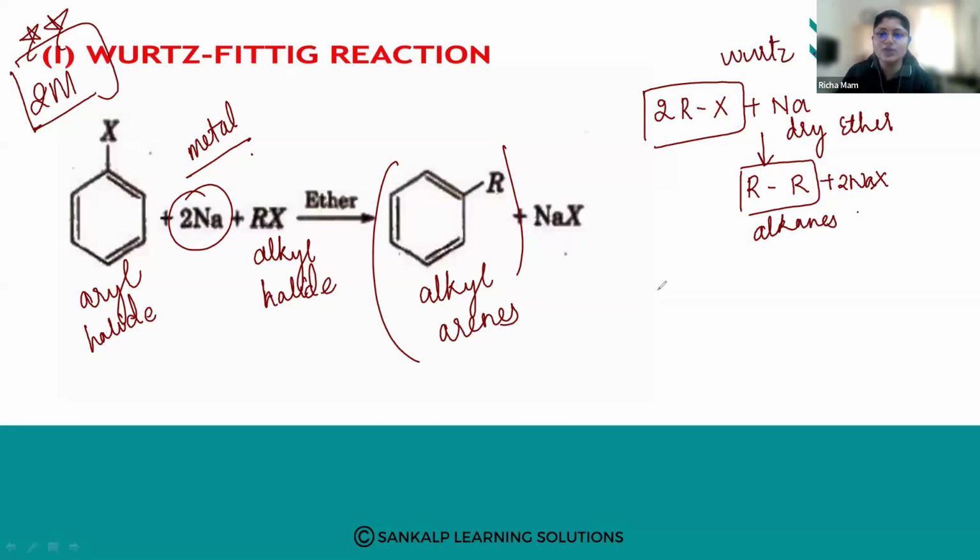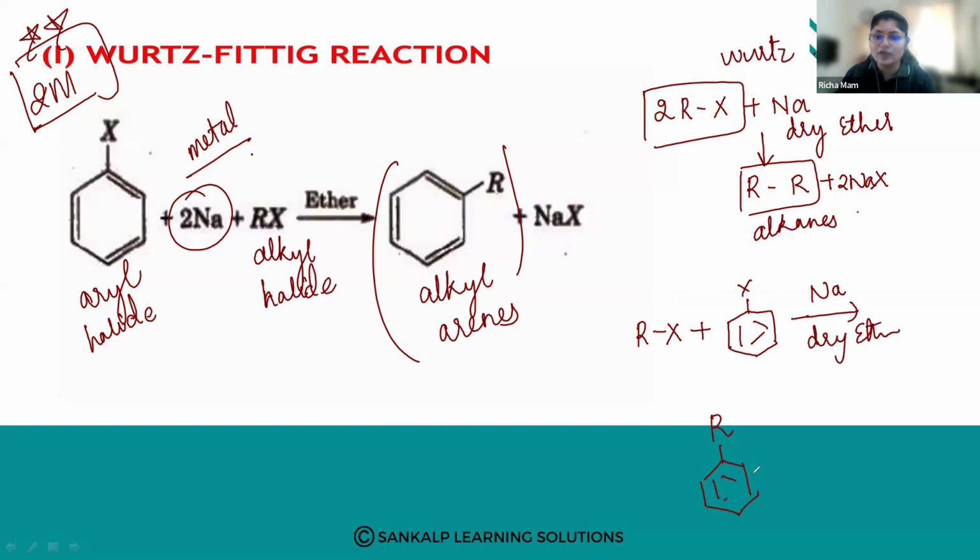Now, Woods-Fittig is what? One is an alkyl halide, another is an aryl halide. We are going to react it with sodium in the presence of dry ether. What we are going to obtain is an alkyl arene, plus 2NaX. So this is a Woods-Fittig reaction.